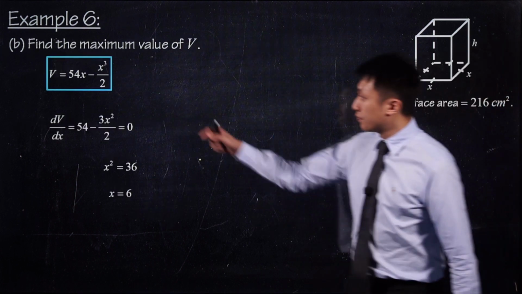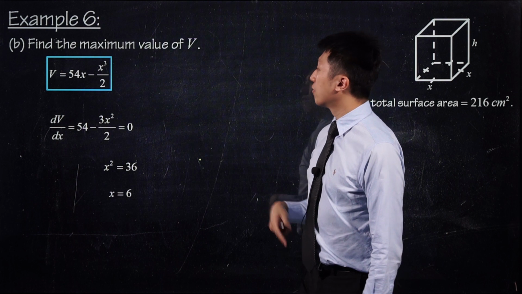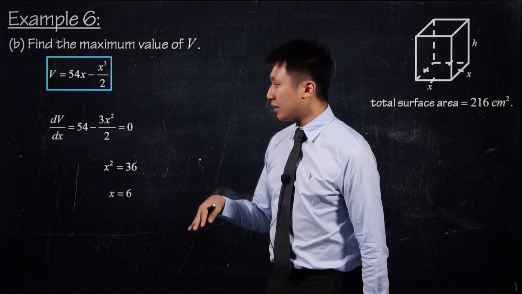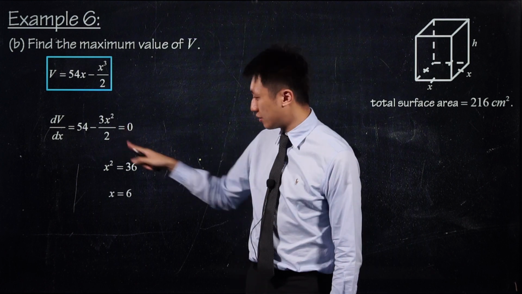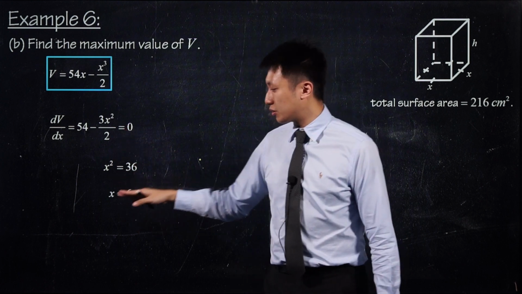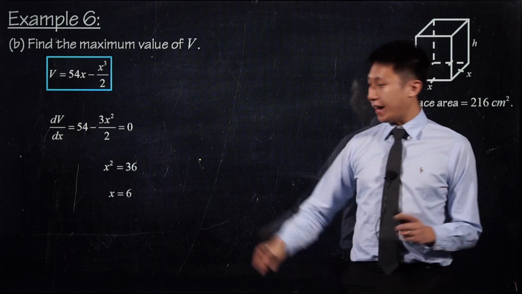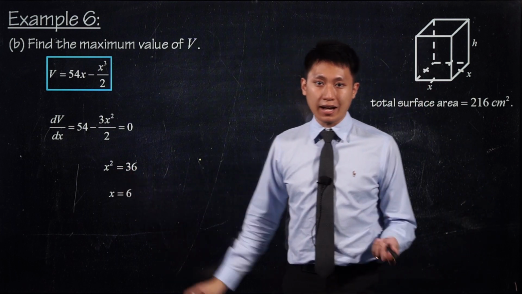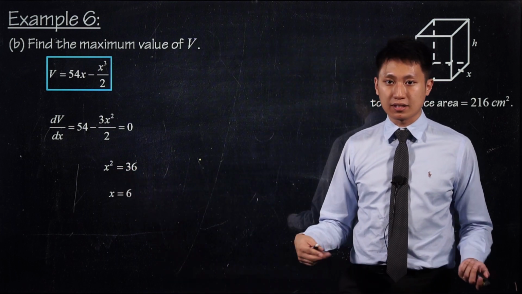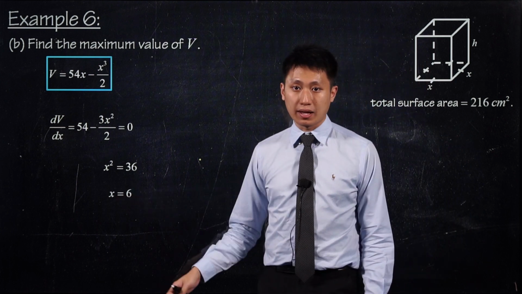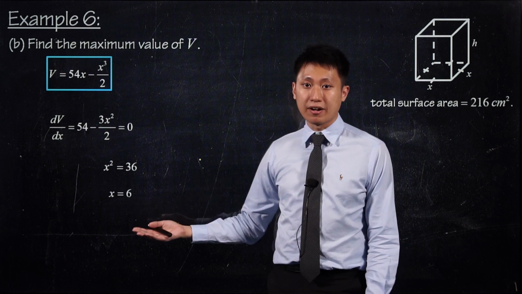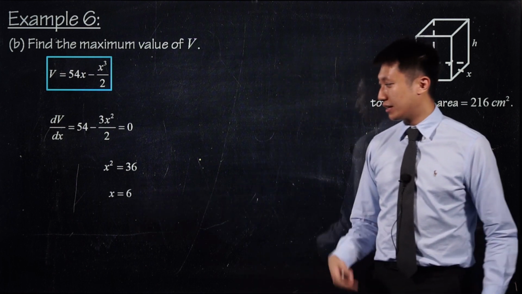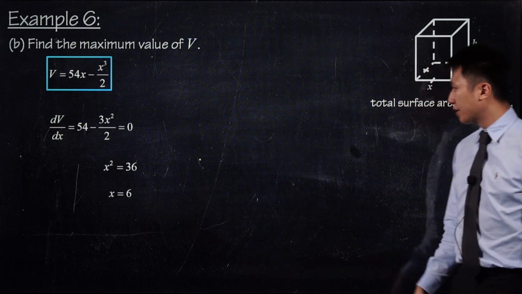Okay, so find the maximum value of V. So V is given by this one, differentiate it. Differentiate it, you get, make it be equal to 0. So x squared is equal to 36, so x is equal to 6. In fact, x squared equal to 36, then x should be equal to positive negative 6. But the problem is that x is what? x is the length of a side. So it cannot be negative, right? Okay, so x should be 6 only, okay, 6 cm, right?